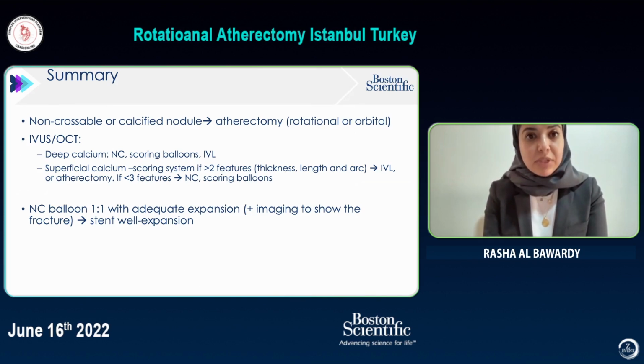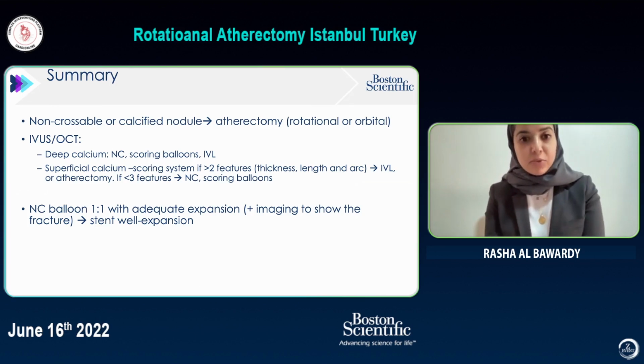IVUS and OCT really give you a clue about the extent of the calcium. And if it's deep calcium, sometimes NC scoring balloons or even intravascular lithotripsy might be helpful. And if it's superficial calcium, then we look at the scoring, thickness, length, and arc. If you have more than two, then the use of atherectomy or intravascular lithotripsy is better than NC balloons.